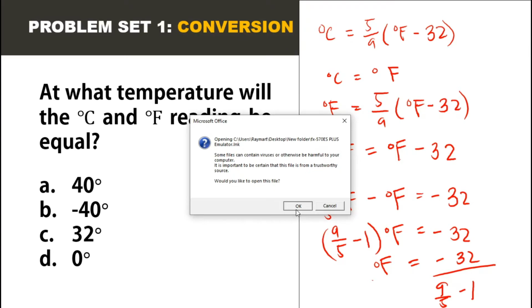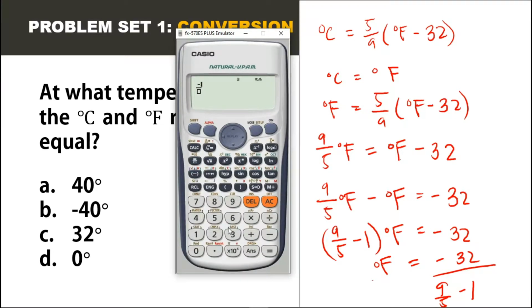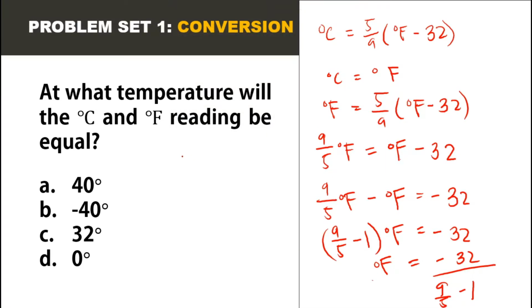We can use our calculator to solve this. Negative 32 all over 9/5 minus 1. We have this, so we have negative 40 as our answer. So we have degrees Fahrenheit is equal to negative 40. So we have letter B as our answer.